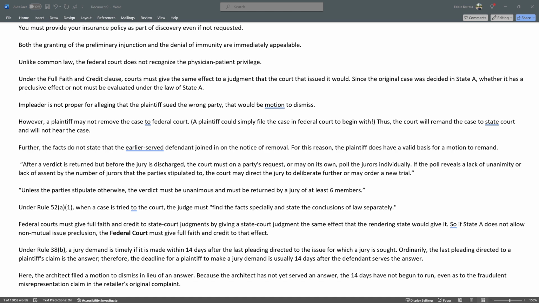Unless the parties stipulate otherwise, the verdict must be unanimous and must be returned by a jury of at least 6 members. Under Rule 52(a)(1), when a case is tried to the court, the judge must find the facts specially and state the conclusions of law separately.